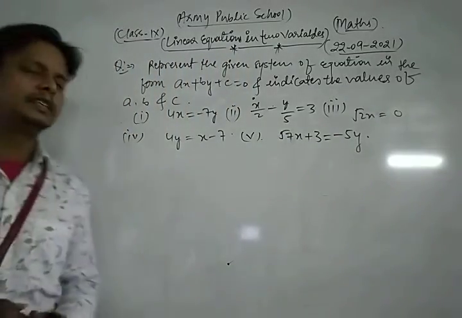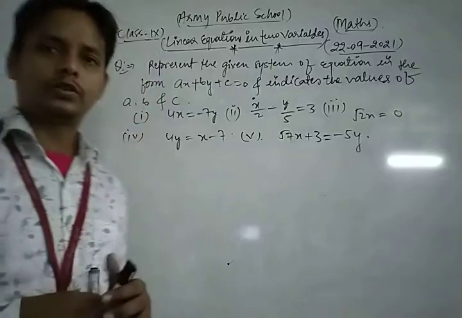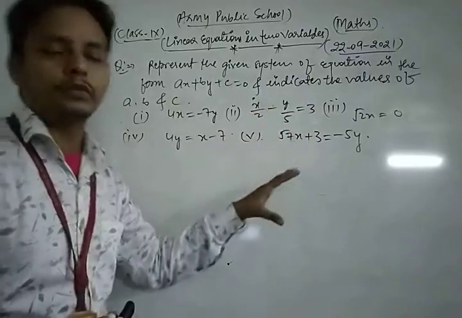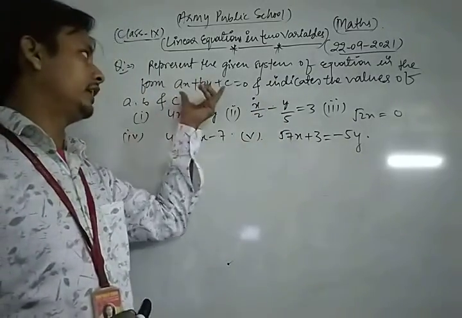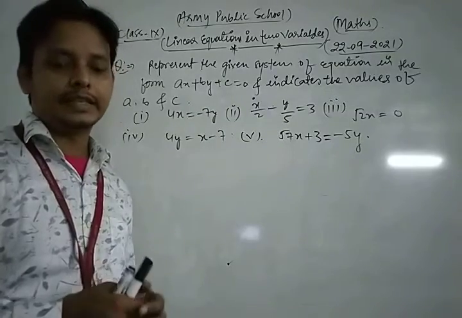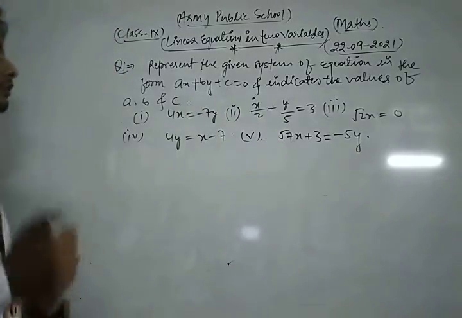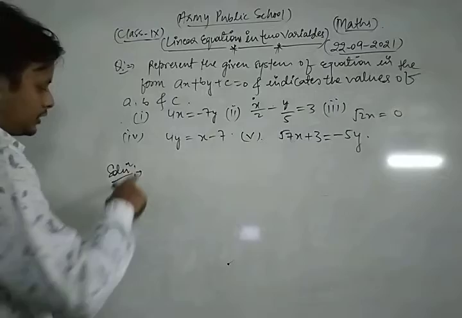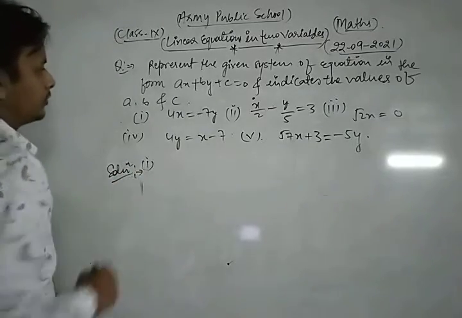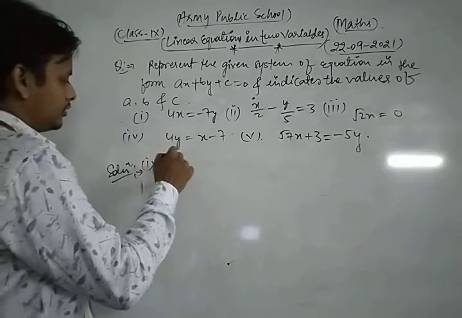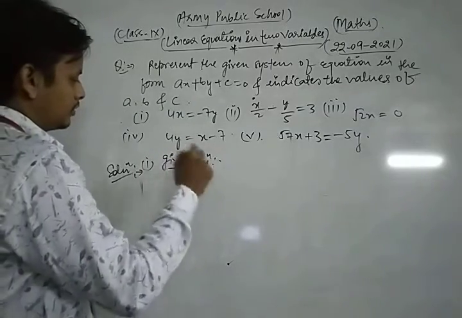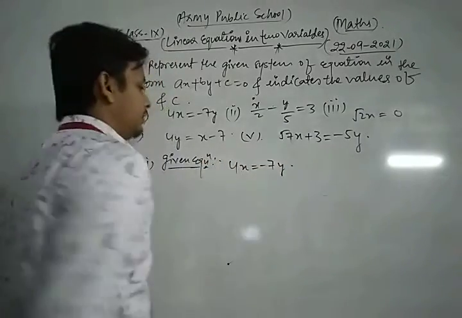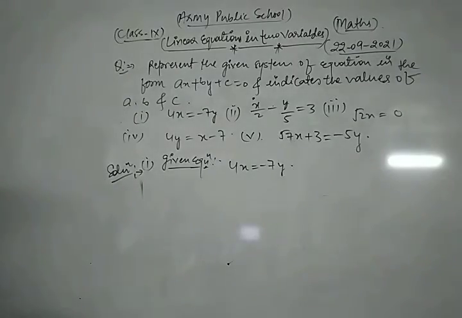So these are some important questions, and for each question we represent the given system of equations in the form ax plus by plus c is equal to 0, and also indicate the values of a, b and c. Now first of all, we solve the first part of this question. The given equation is 4x is equal to minus 7y.